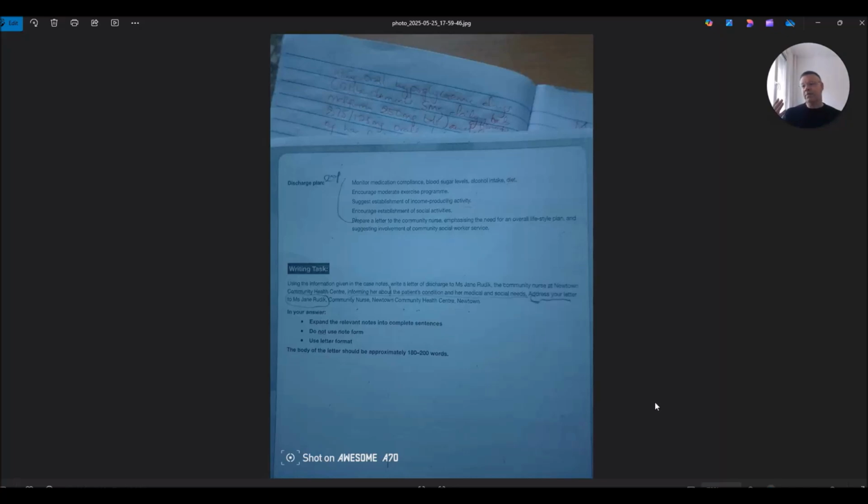Okay, so what you could say, dear Miss Ruddick, I'm writing to inform you about the condition of Mrs. Patient and to outline her medical and social needs for your future visits, or something similar. That would work quite well, okay? And that's more personalized, more unique to you, and it's immediate, and it will certainly get you a better score. So let's have a look.